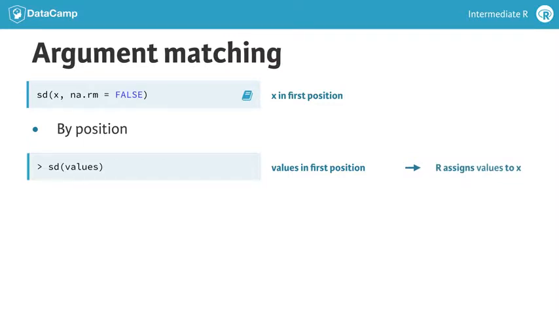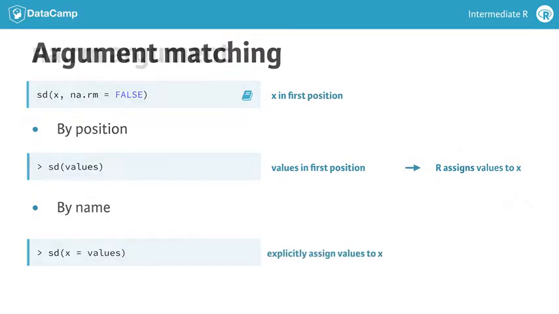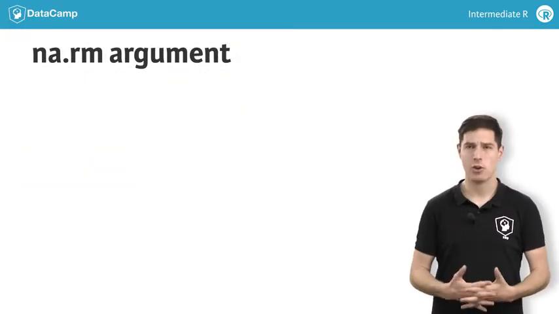However, it doesn't have to be this way. It would be perfectly equivalent to match the arguments by name, by specifically saying that we want the x argument to be values. We can do this by using the equal sign. The result is exactly the same. Now, what's up with this na.rm argument?